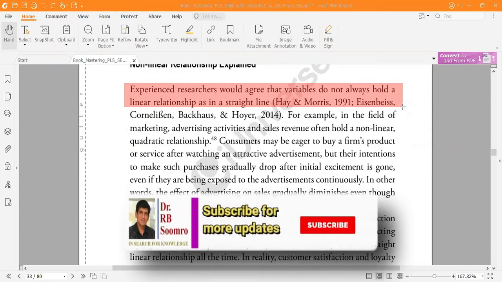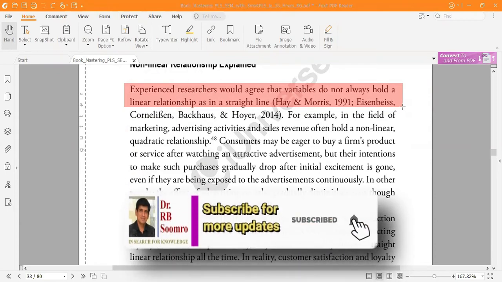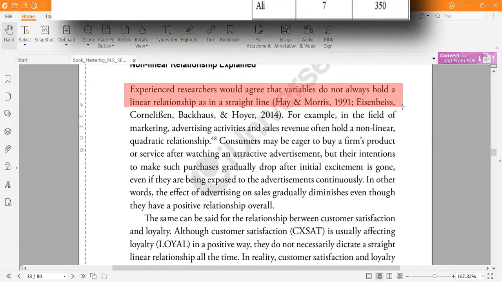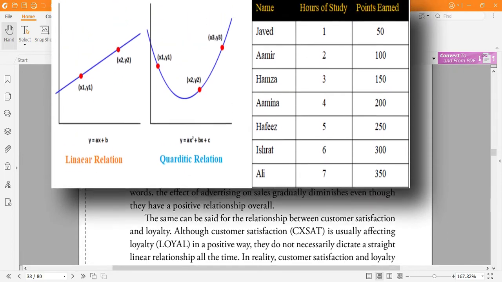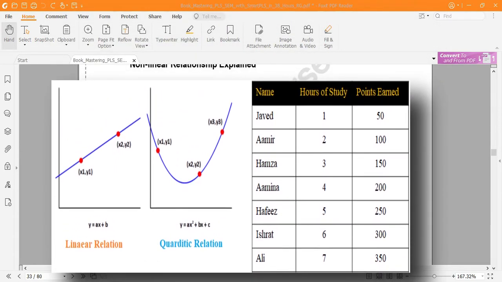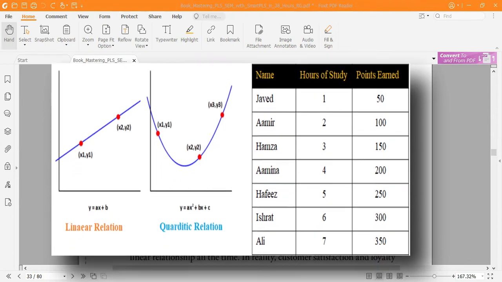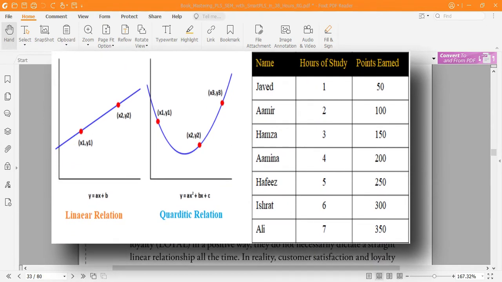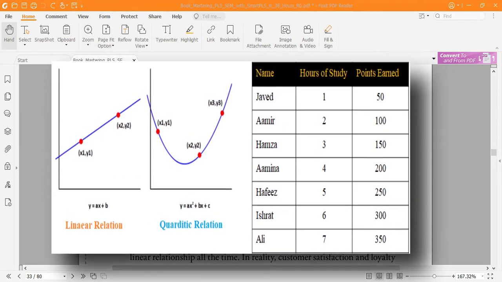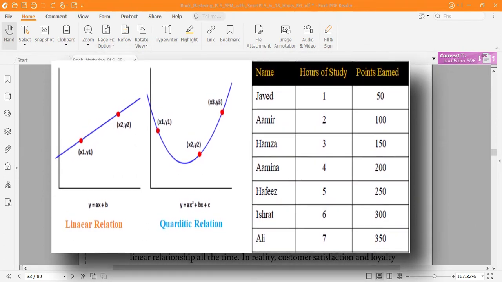So now the linear relationship is a straight line. Here you are looking at one image where the linear relationship and the quadratic relationship are both given. In the linear relationship, you are looking at one straight line, which shows two dots. It means when x is increasing, automatically y will also increase at the same level. How? Now look at another image where some students are there, their names are given, along with their hours of study and the marks they earned.